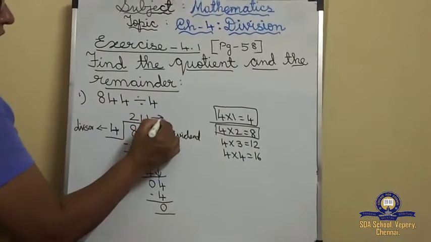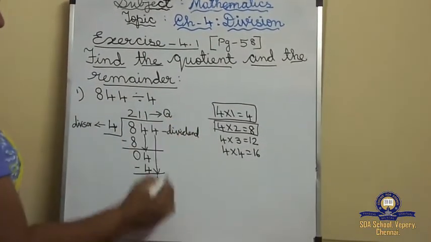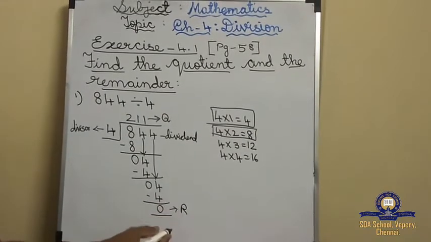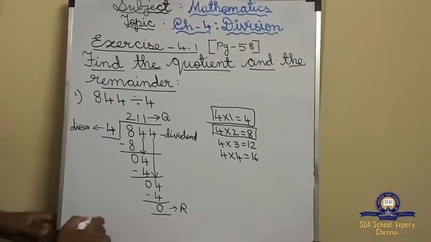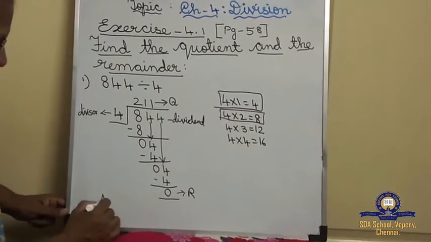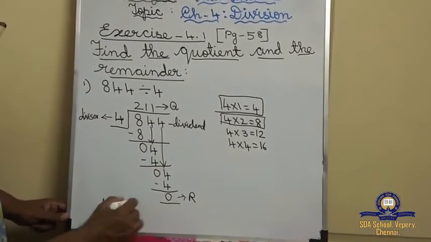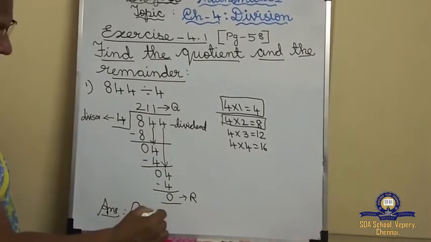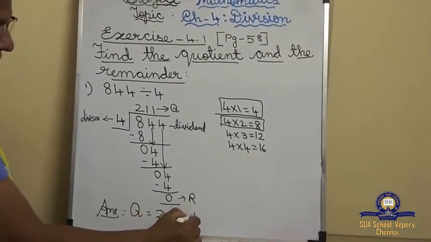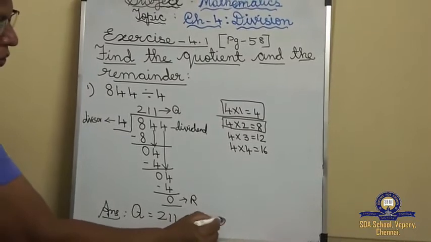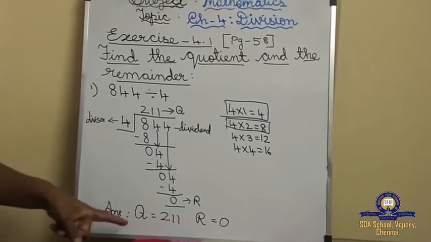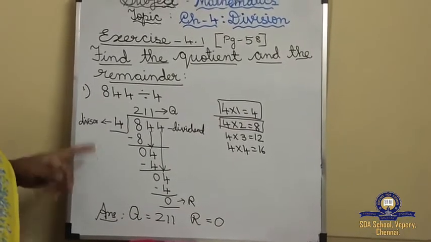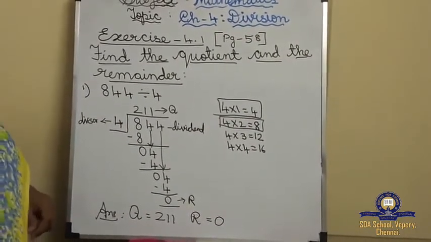So this is called quotient. The short form for quotient is Q and this is the short form for remainder. So what answer we have to write? Answer is quotient how many children? 211 and remainder is 0. Understood children? Have you understood? Okay, we'll go to the next sum.